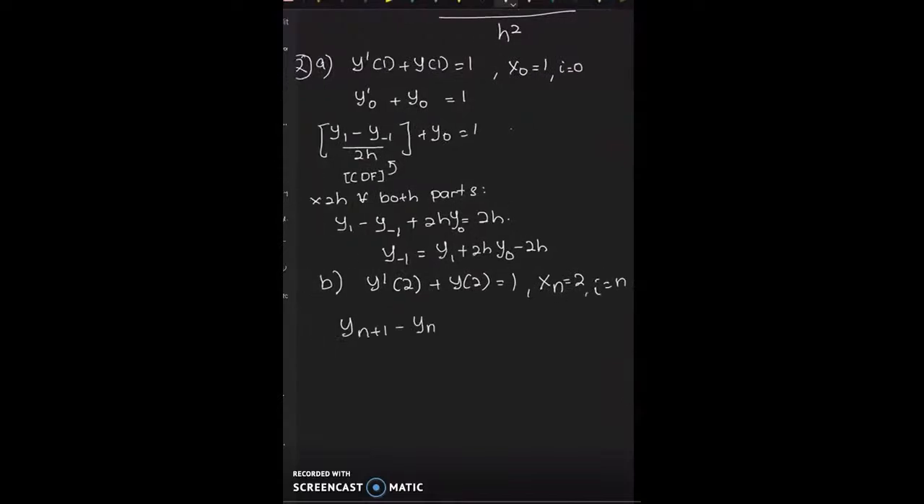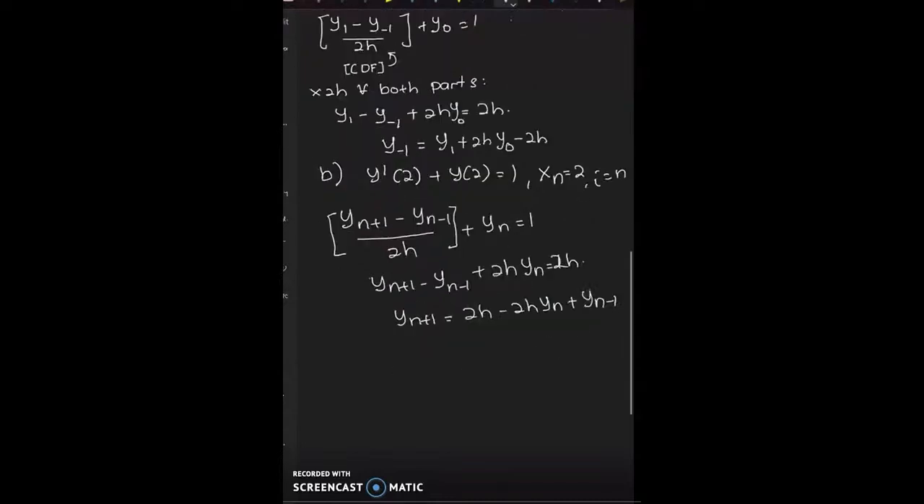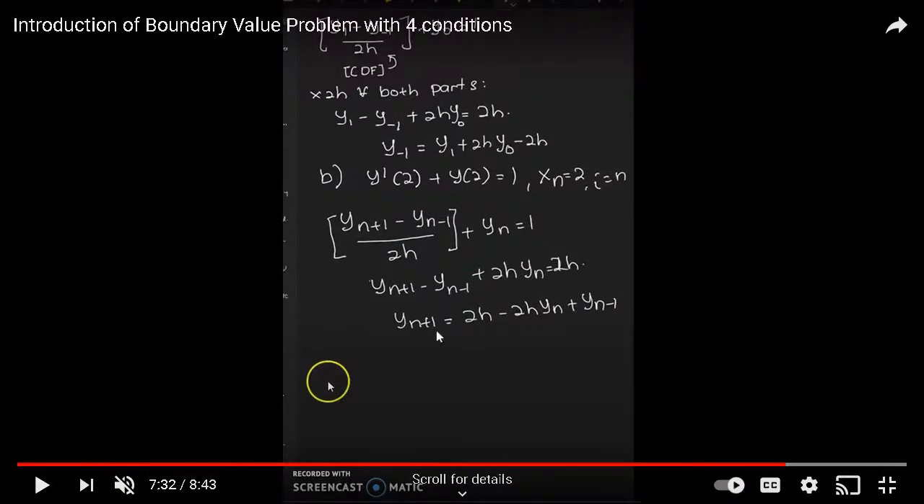Now the second is condition number 3, where there is a derivative at the last corner. Maybe you can see here when x equal to 2, the last boundary, y prime 2 plus y2 equal to 1. Same as the previous step, you replace i equal to n, because 2 is at the last part. So you have y_{n+1} minus y_{n-1} divided by 2h from formula 5.8. You need to remember formula 5.8, chapter 5. So you can find here, you can replace y_{n+1}.